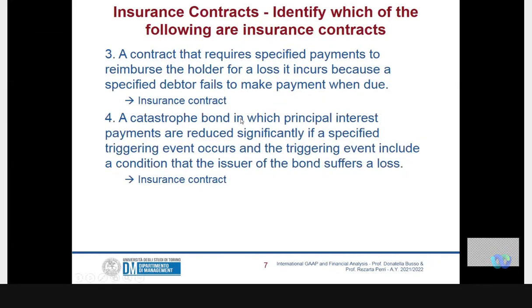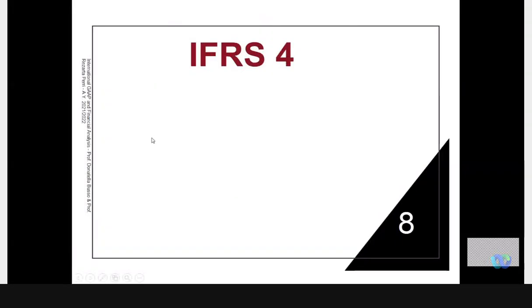Another example is a catastrophe bond in which principal and interest payments are reduced significantly if a specified triggering event occurs, and this triggering event includes a condition that the issuer of the bond suffers a loss. Again, this is related to some kind of event in the future that is uncertain. If that triggering event happens, this will make the issuer of the bond suffer the loss, and that is where the insurance contract comes into the scene. Okay, and that was the last example, I think.